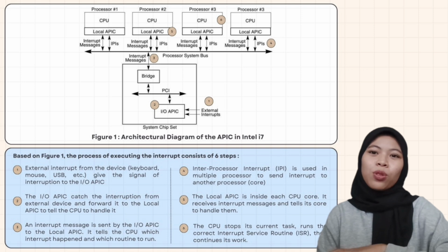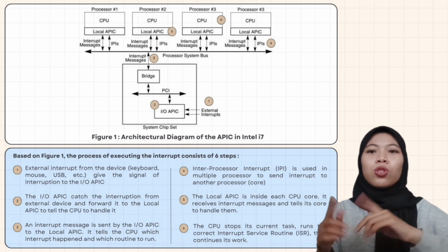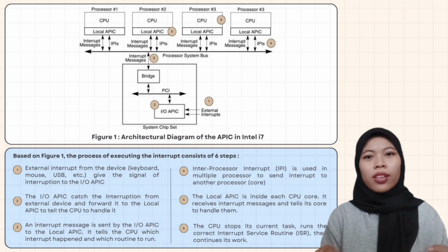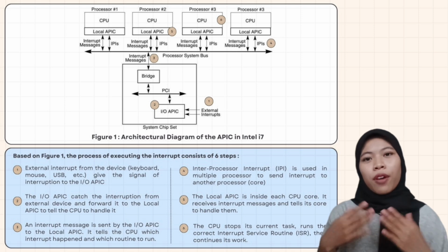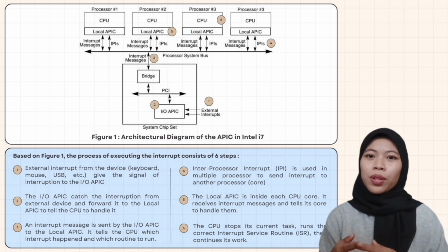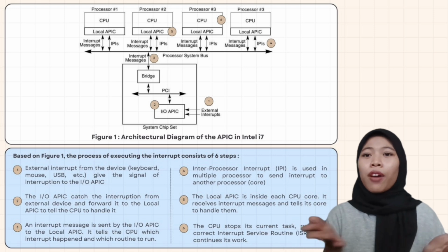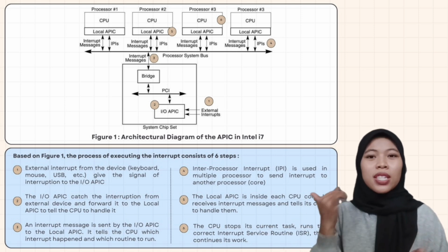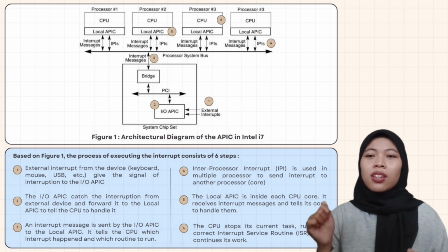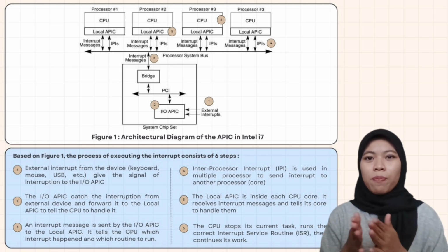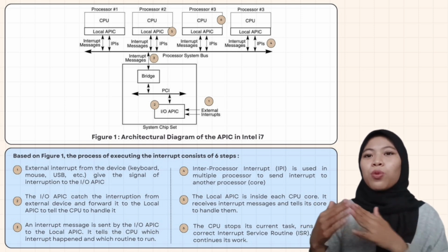Now, let's move on to step 2. The I/O EPIC receives the IRQ and chooses which CPU core should handle it. It does this based on a priority system and the availability of cores. For example, think of the I/O EPIC as a receptionist at an office. When someone calls, the receptionist decides which employee is available and best suited to answer the call. In this case, the receptionist, the I/O EPIC, assigns the call to core 1.